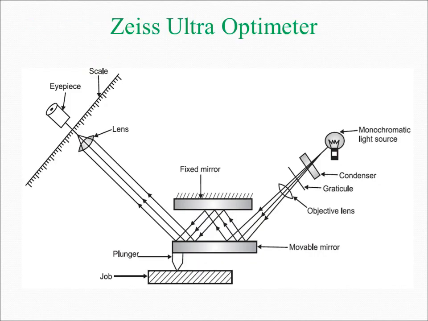Here I have shown another type of mechanical optical comparator, that is the Zeiss ultra optimeter. The basic principle involved is again the same, but the arrangement here is slightly different. The figure itself is self-explanatory, so please go through the figure. You can take the image of the figure and you will get the explanation from it.